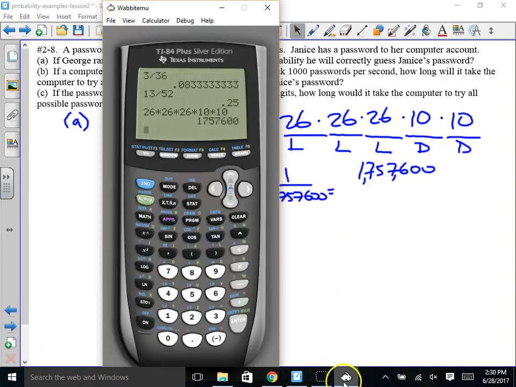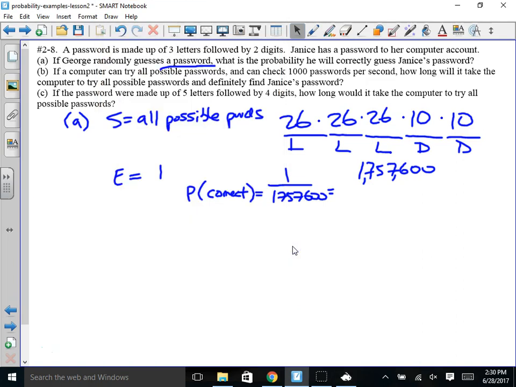Let's go ahead and do that in a calculator. So that's going to be 1 divided by that big number that I still have saved in there. So now this is written 5.69 e negative 7. That e doesn't mean an error. It means exponential notation. 5.69 times 10 to the negative 7th, which is the equivalent of having 6 zeros, 1, 2, 3, 4, 5, 6, and then a 5, 6, 9. So an extremely low probability of George guessing the password if he just guesses one time, right? Because there's about 1,750,000 different passwords to choose from.